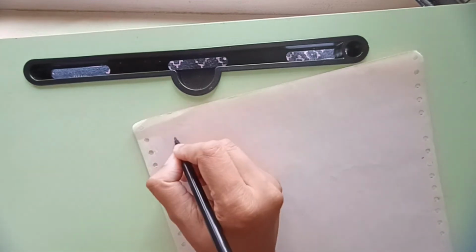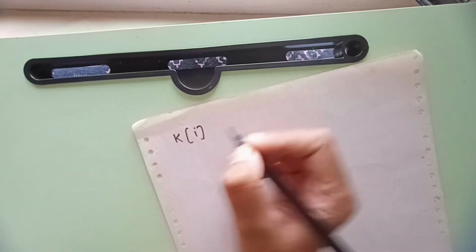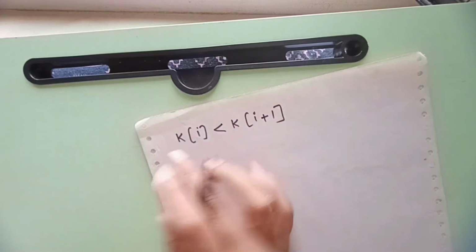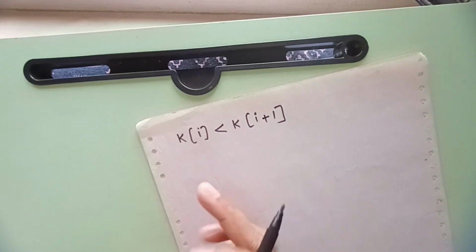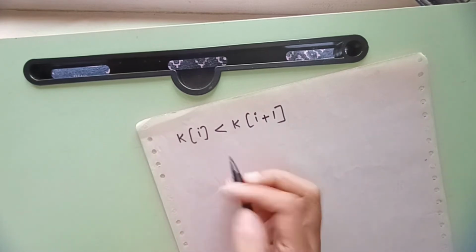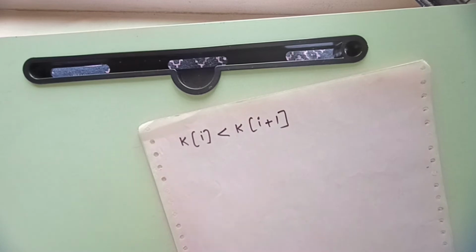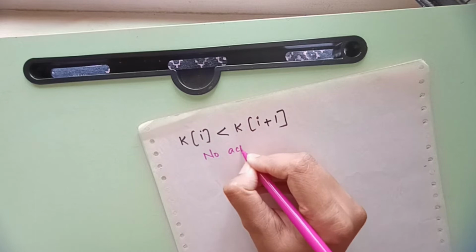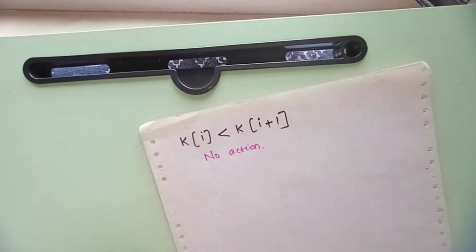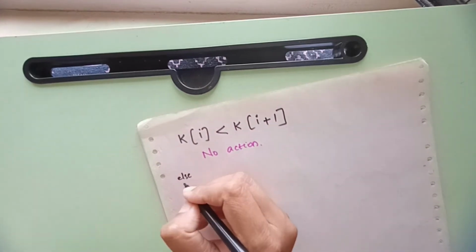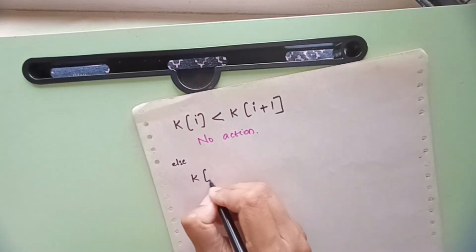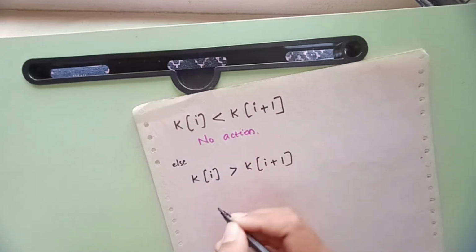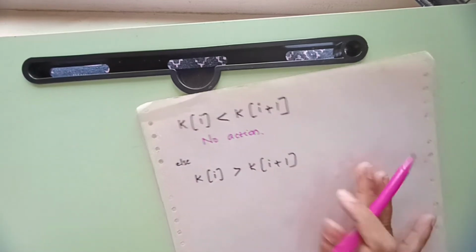So we are going to check K of I is lesser than K of I plus 1. If it is lesser, it means that those two elements are in correct order. Then we don't have to perform any action. So no action. Whereas, what is the else case? Else, if K of I is greater than K of I plus 1, then we are going to swap the elements.